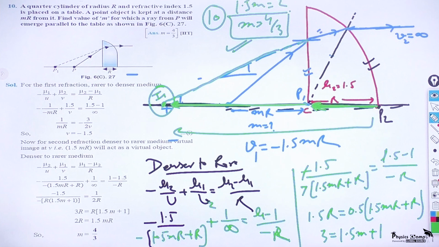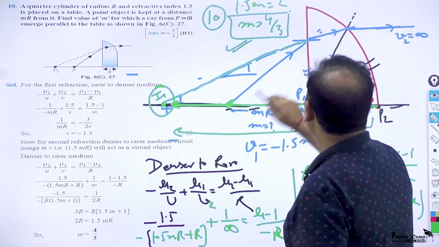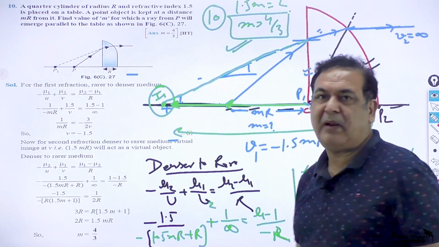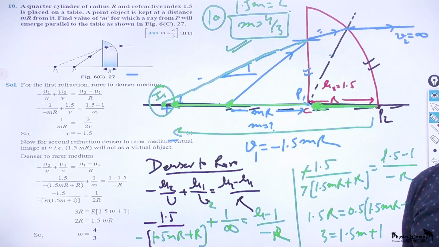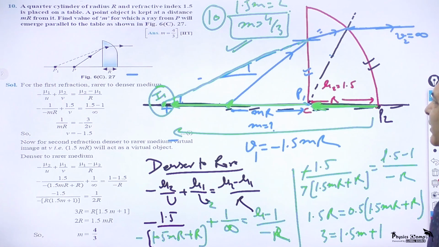So what should be the value of m so that the final beam becomes parallel, that we can get from here. So this was a question well within your reach. You saw, we started from a very simple question and now very comfortably you are even able to handle this question. Let's take example number 11.